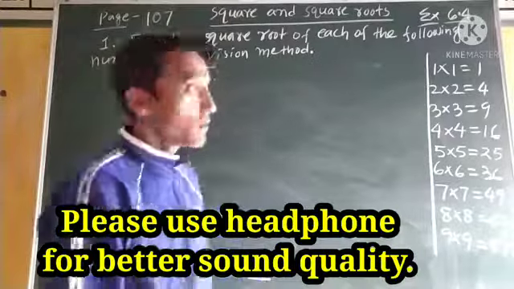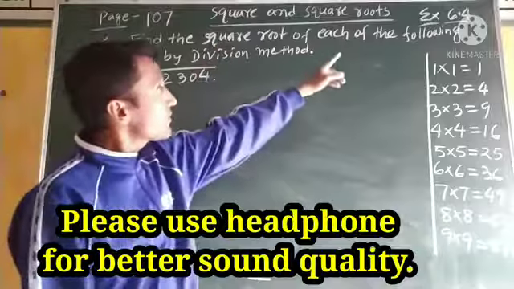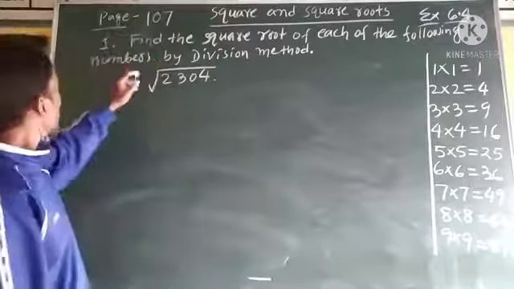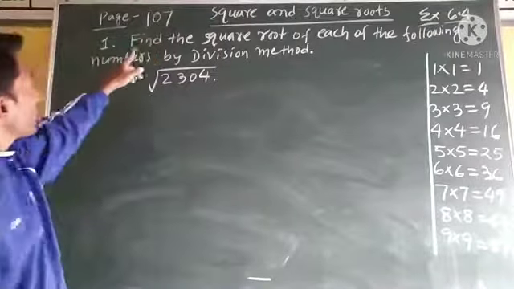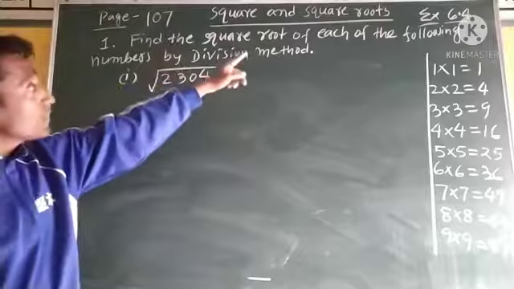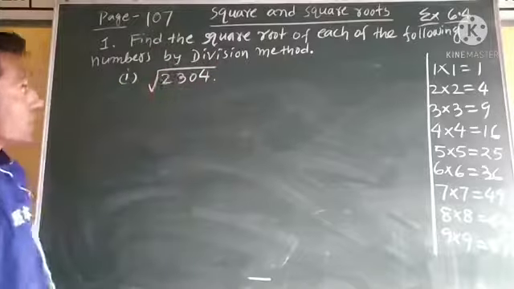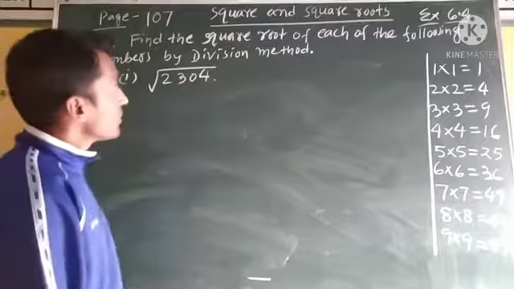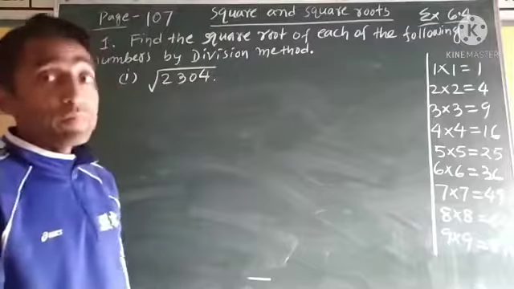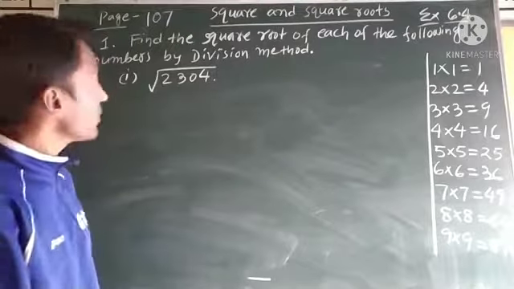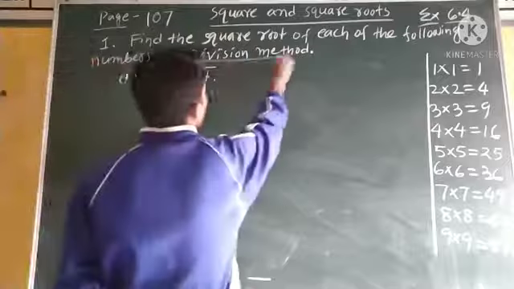Hello students, in this video we will learn Squares and Square Roots, Exercise 6.4, from your textbook, page number 107. Question number 1: find the square root of each of the following numbers by the division method. In the last video we discussed how to find the square root by the prime factorization method. So here you have to find the square root by the division method.